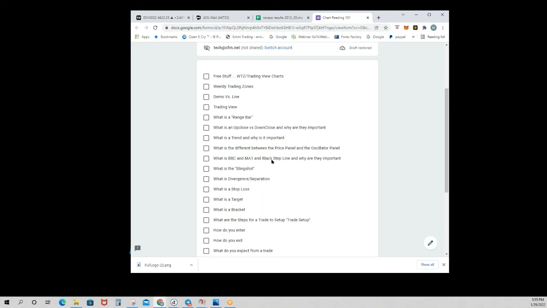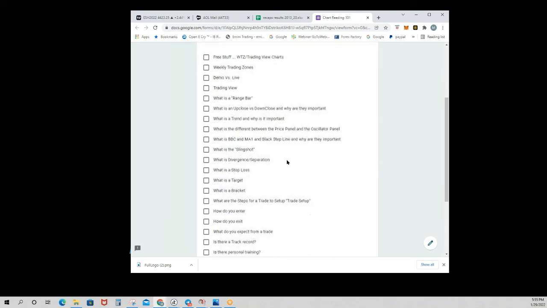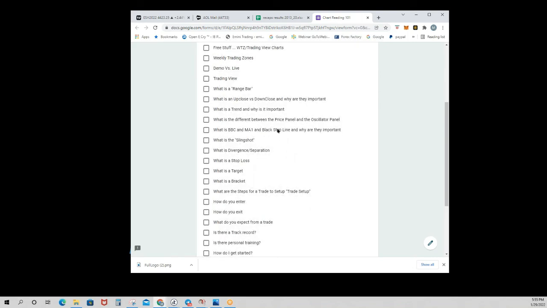These are the indicators that you're going to be using: the BBC, the MA1, the black step line, and the Slingshot. There's a couple other ones that I'm going to show you, but those are the main things that you're going to be looking at. Then divergence and separation, what that means, and how we use it differently than people might have heard in the past. What's a stop loss, what's a target, what's a bracket.